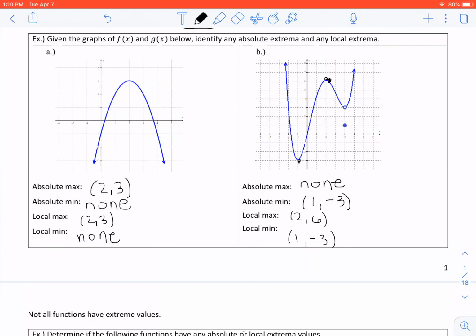And we actually have another value here, and that's going to be this point right here, (4, 1).